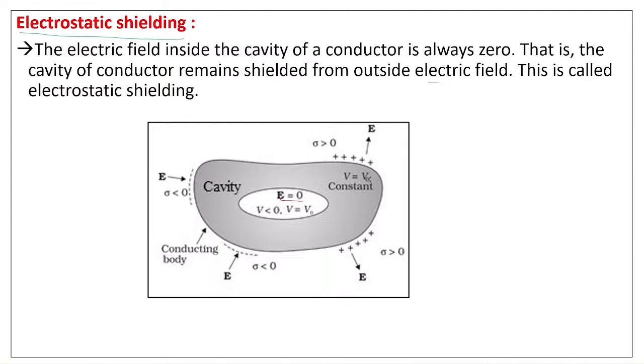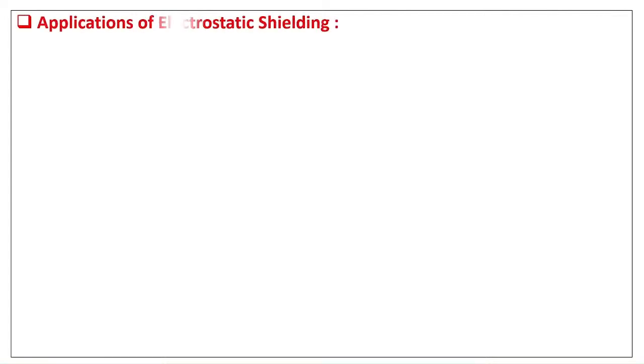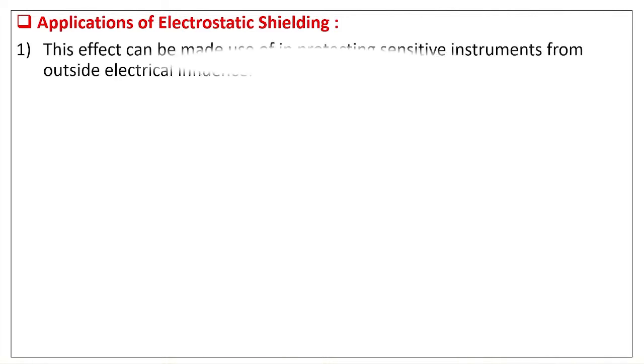Whatever the charge and field outside the cage, the instrument enclosed in the cage is protected from the external field. This is because the charges reside or are induced only on the outer surface of the cage. If the cage is earthed, the induced charges flow to the earth and the field beyond the region disappears. Next, applications of electrostatic shielding.